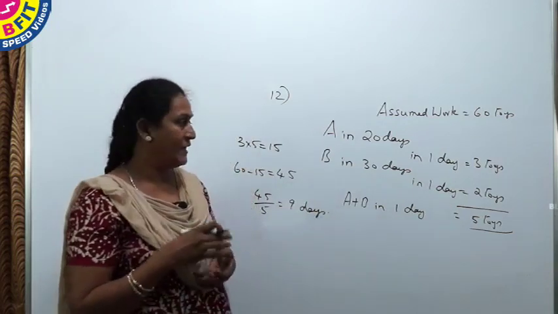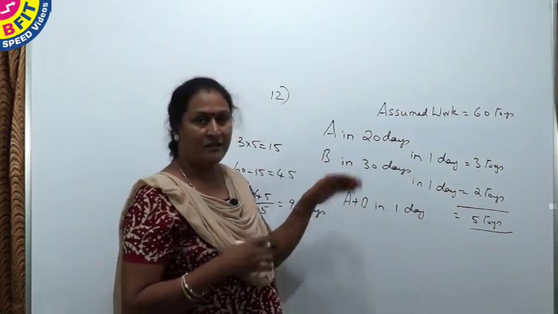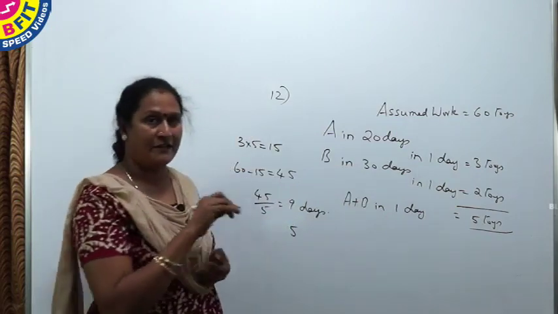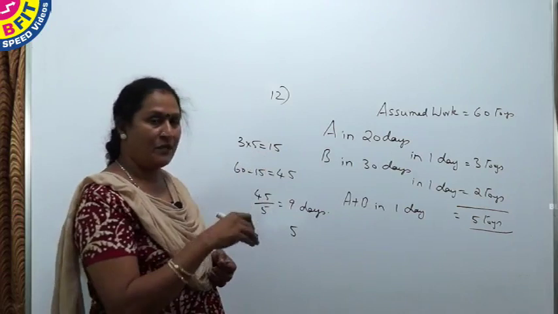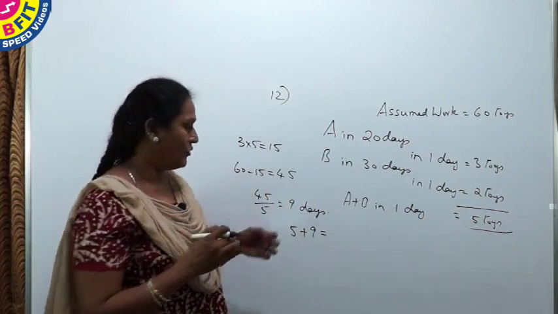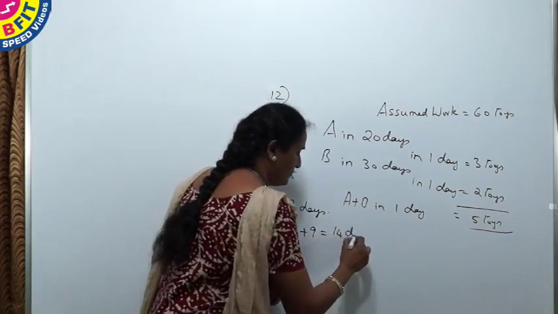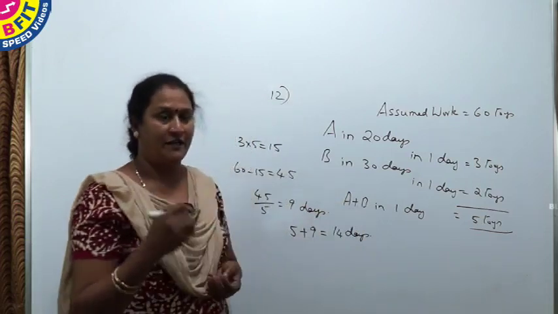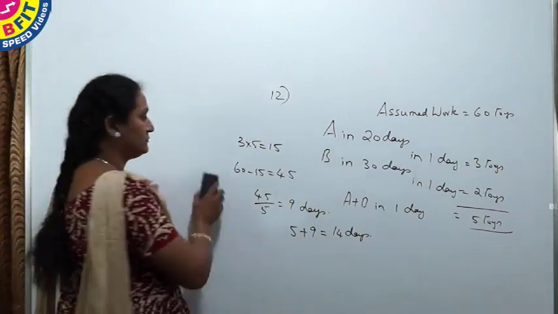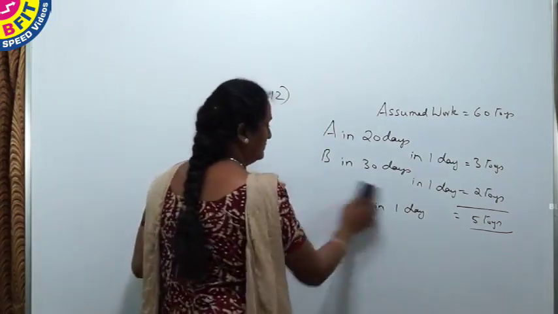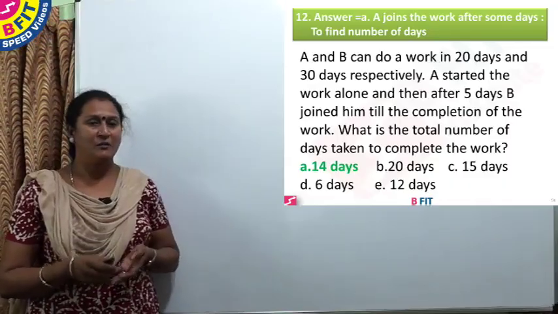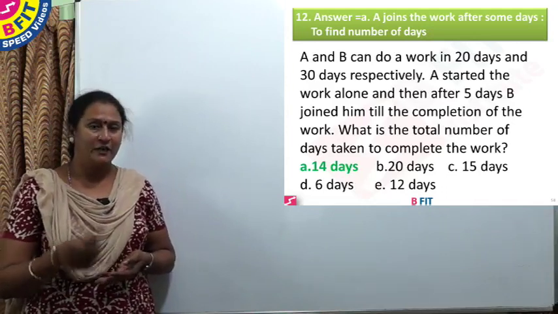So we are asked to find the time taken to do the whole work. So first, A works for 5 days alone and makes 15 toys, and then B joins, and to do the remaining toys they take 9 days. So altogether for the whole work, they need 14 days. Now the answer for question number 12 is option A, 14 days.